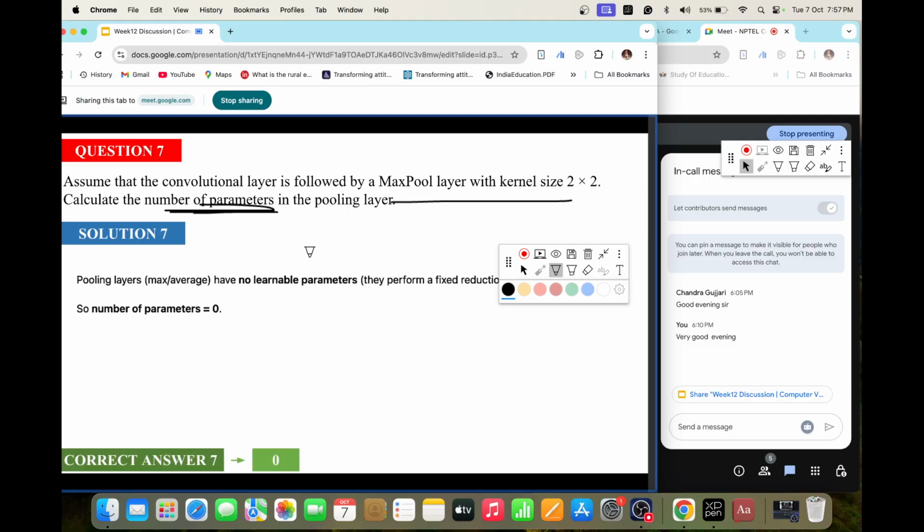But if you are talking about the dimension after the pooling layer, then you have to just divide it by 2, or divide by whatever the kernel size is, and you will get the output dimension after the pooling layer. So this is the thing.